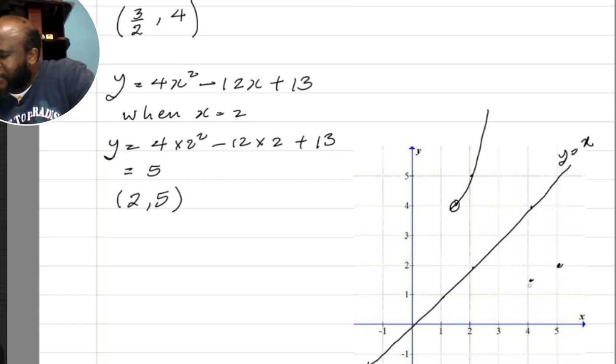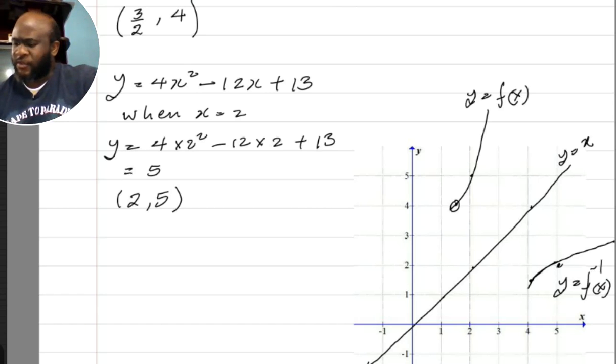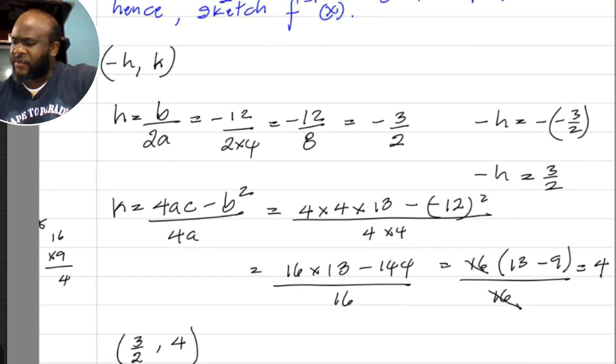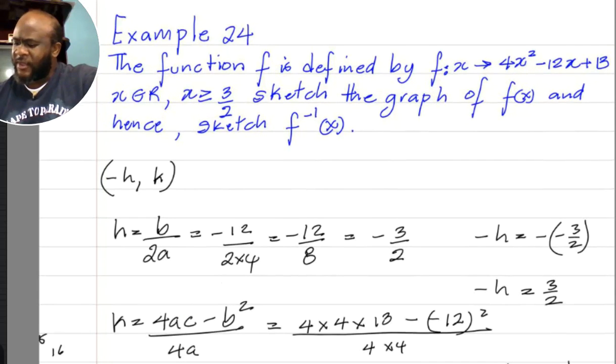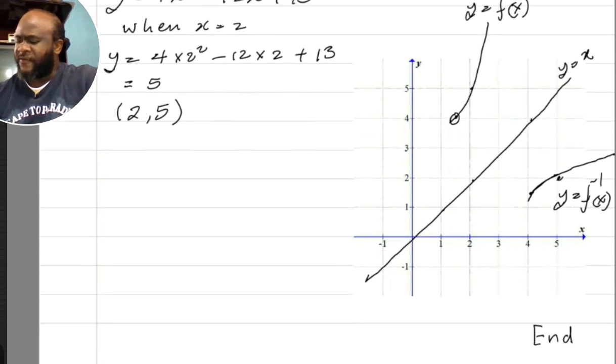All right. And then I'm ready to draw a sketch of the image. So if this is the function, y is equal to f of x, this would be the image, y is equal to f inverse of x. All right. So let's see if that was all. We're asked to sketch what? The graph of the function and to sketch its image, which we did. All right. So this is the end of function 6.